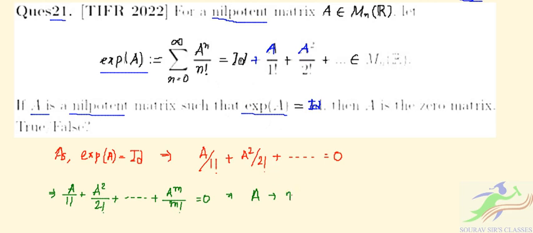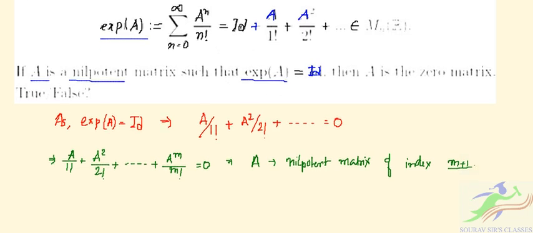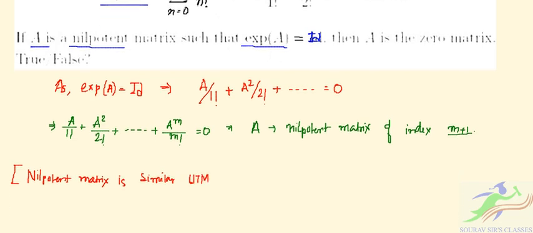since A is already mentioned to be a nilpotent matrix of index m plus 1. So we know, apart from this, from the theory, that a nilpotent matrix is similar to an upper triangular matrix, right? Upper triangular matrix, I'm writing it in short, the UTM.